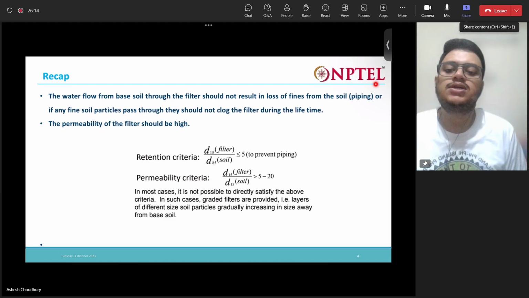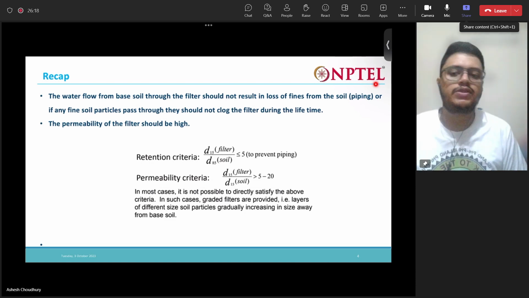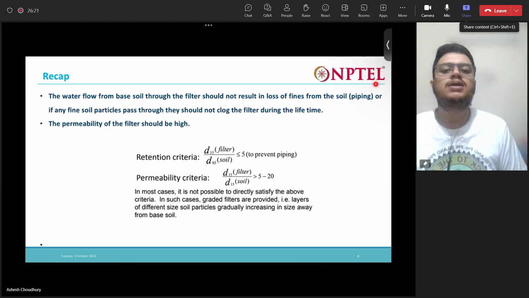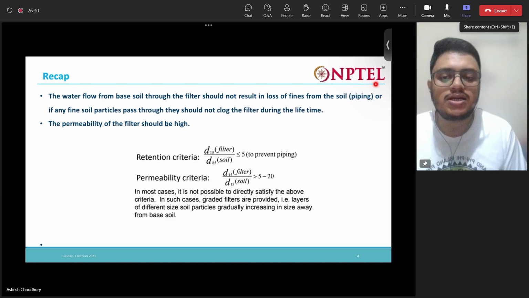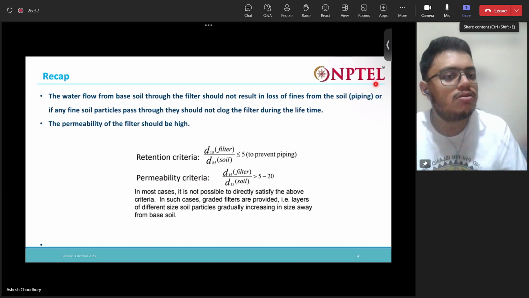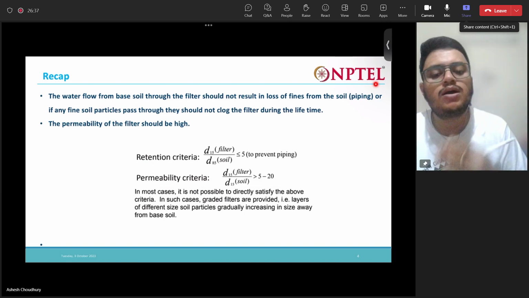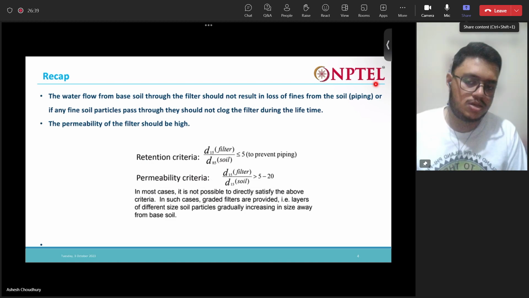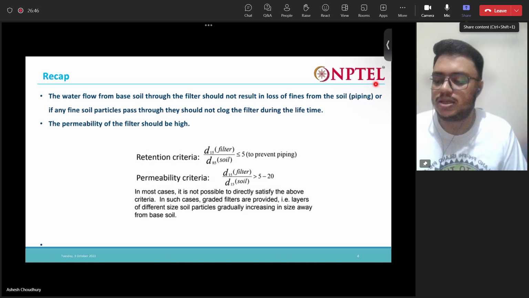The permeability of the filter should obviously be high. If the permeability of the filter isn't high, it won't allow adequate dissipation of hydraulic head through it, and it won't allow the easy passage of water. That's why the permeability should be high.